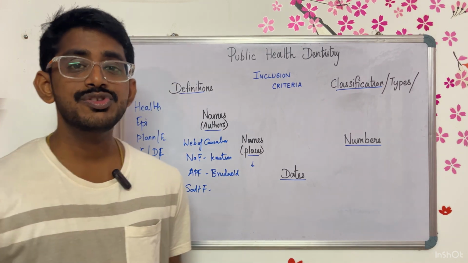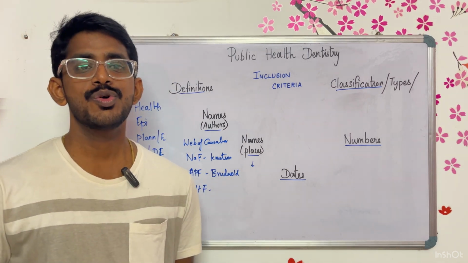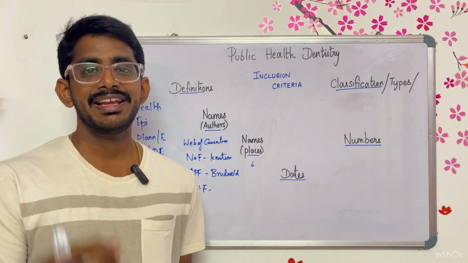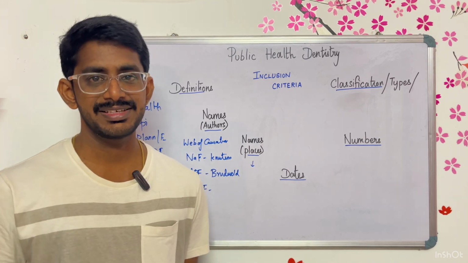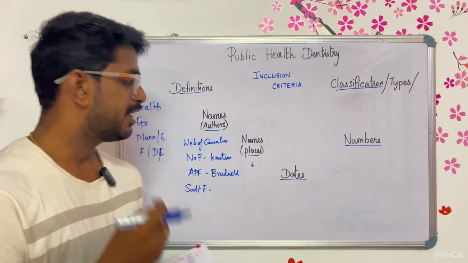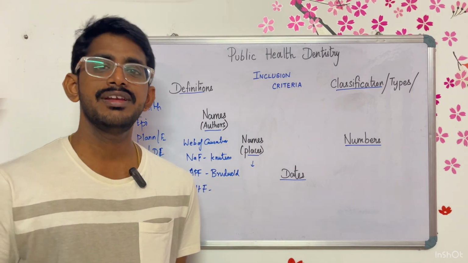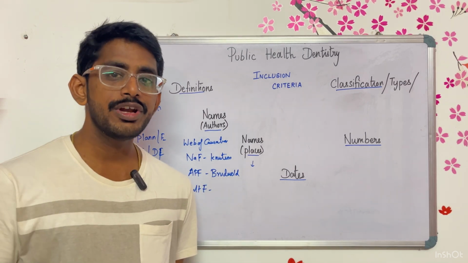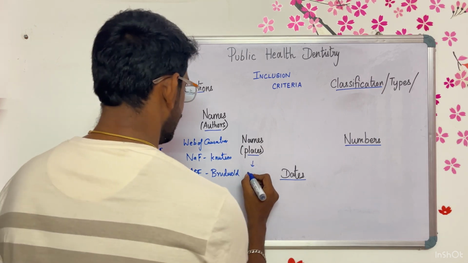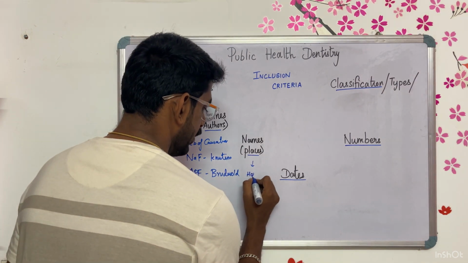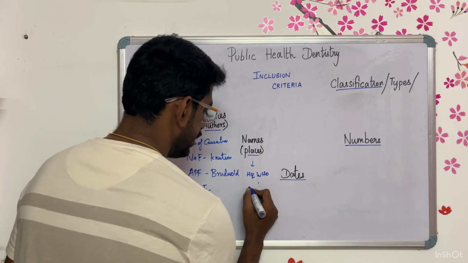Next, the names of places. Certain techniques have been developed in certain places. Okay, for example, the double pot method was developed in Nagpur. The Nalgonda technique was developed in Nagpur. The headquarters of WHO is in Geneva.